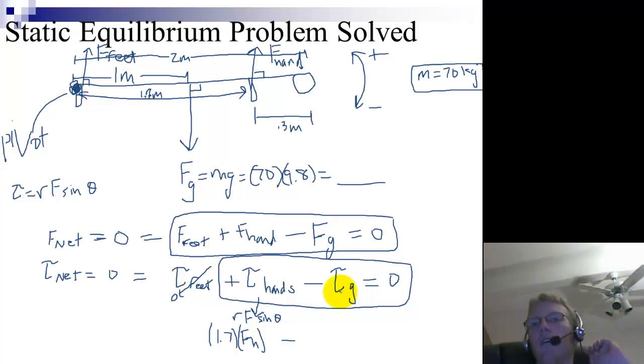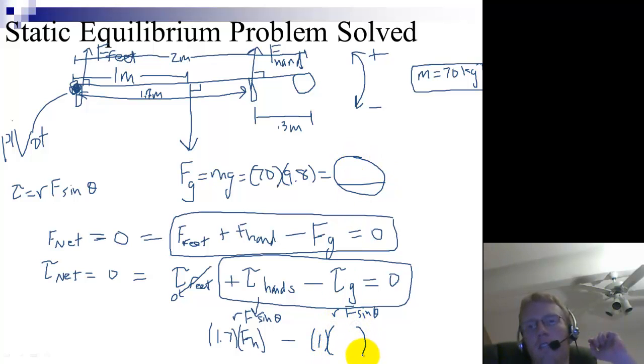Okay, minus. This one we have to put R, F, sine theta, all corresponding to gravity. What's the radius for gravity? Gravity is acting in the center, which is 1 meter away, so we put in 1. The force here is the force of gravity. Whatever that value is, put it in right there. So I trust you to finish this guy off. Equals 0. Put in the value right here that you got right here, and then solve for F hands. Move this over to the other side, divide both sides by 1.7, and you can get the force on the hands.